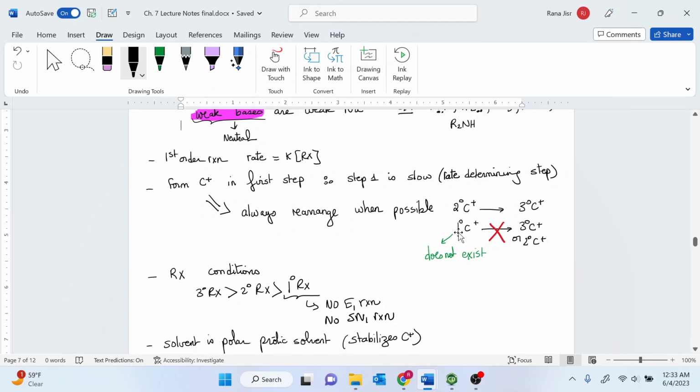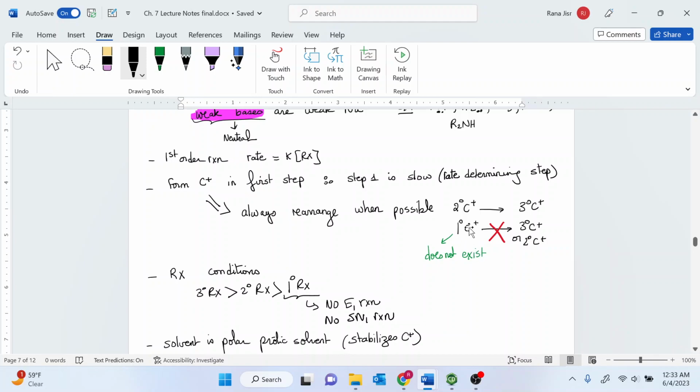So please rearrange every time you have a carbocation. And rearrangement happens by either moving a hydrogen or moving a CH3, as we've talked about earlier. Rearrangement happens from a secondary to a tertiary only. So if you have a primary carbocation, you cannot rearrange to a tertiary or a secondary, because primary carbocations do not exist.